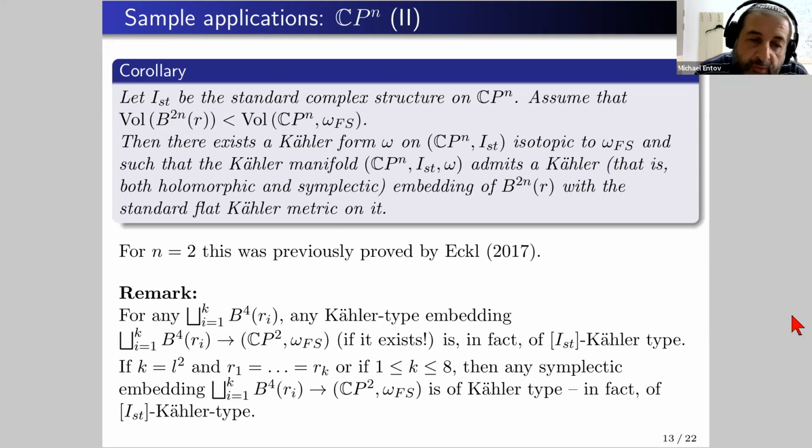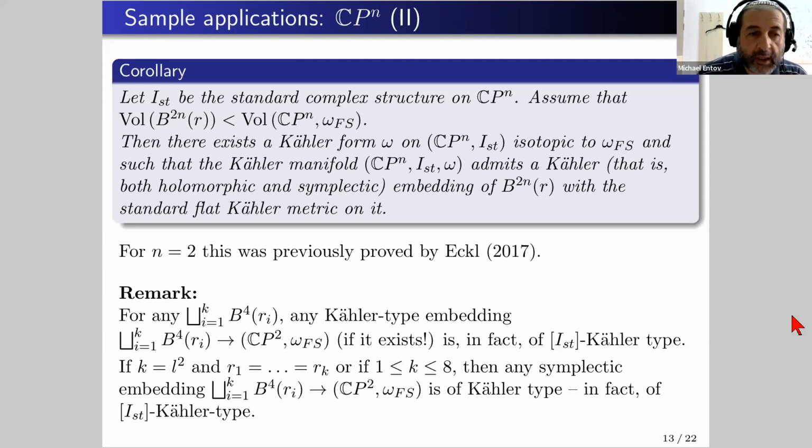That's one remark. And the other remark is that in the cases that we discussed above about the existence theorem for CP2, when we have a square number of equal balls or up to 8 possibly different balls, then any symplectic embedding of such a collection of balls into CP2 is of Kähler type. Because as soon as you have one such embedding, as I said, all of them are of Kähler type in this case. That's what you get by using McDuff.